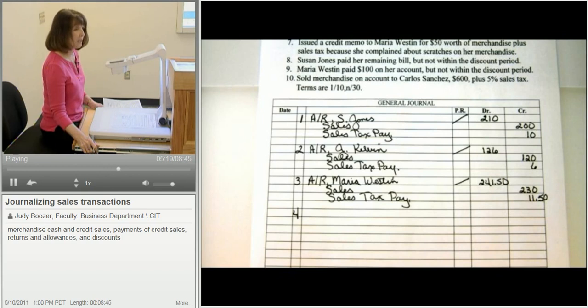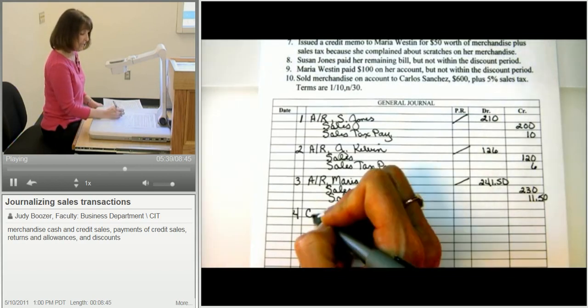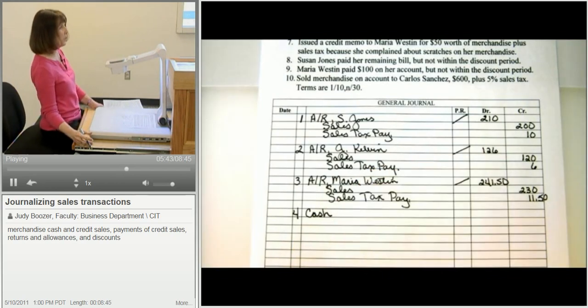Okay, on the 4th, it's a little bit different type of sale. You're going to sell merchandise for cash to various customers. So it's just the total cash sales for the day. $450 plus a 5% sales tax. What am I debiting this time? Cash. Good. Cash. We're receiving money from them. How much money did we receive?